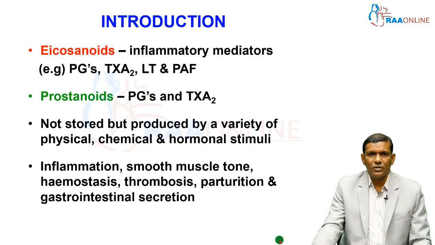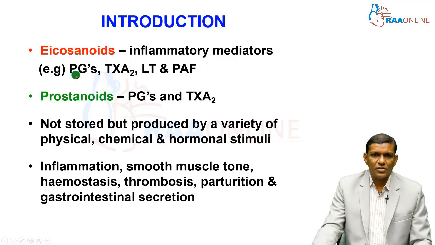Coming to the introduction, eicosanoids: eico means 20, so these are mediators containing 20 carbon atoms. Basically they play a role in inflammation. For example, the prostaglandins, thromboxane A2, leukotrienes and platelet activating factor. These are the four important mediators which come under the class eicosanoids.